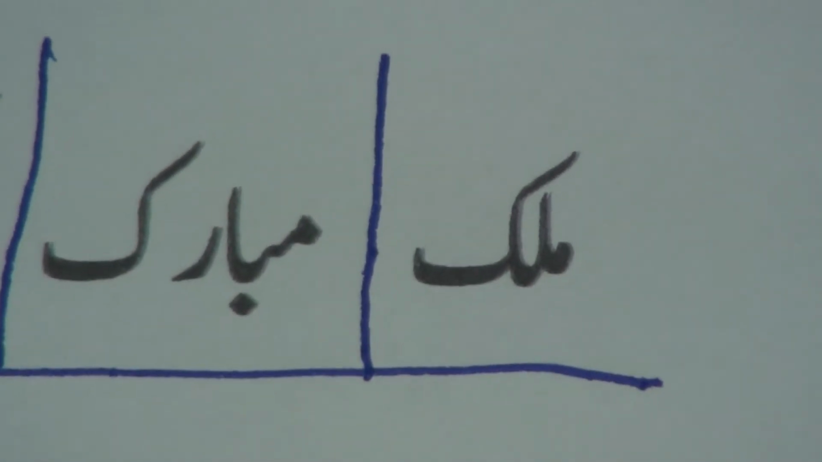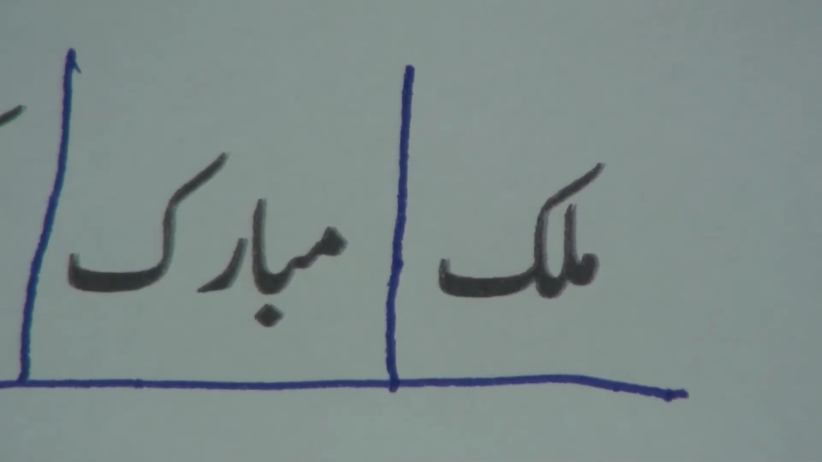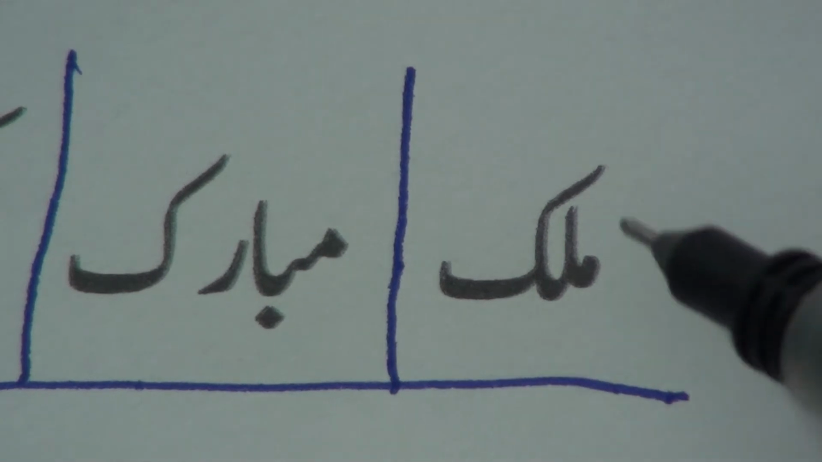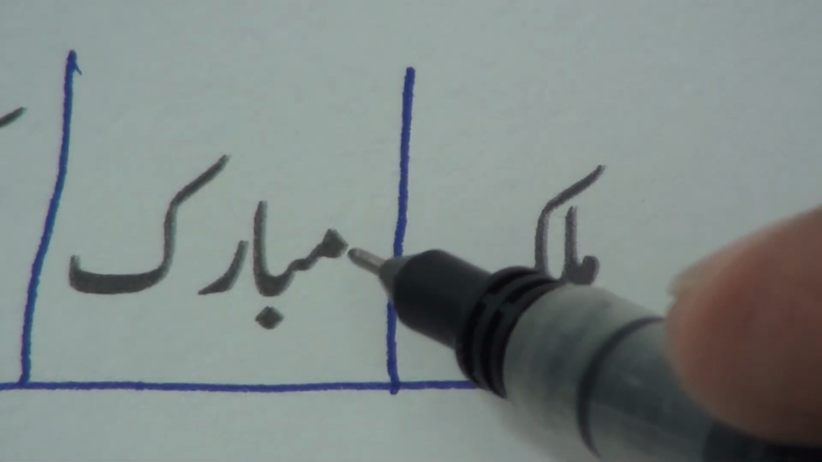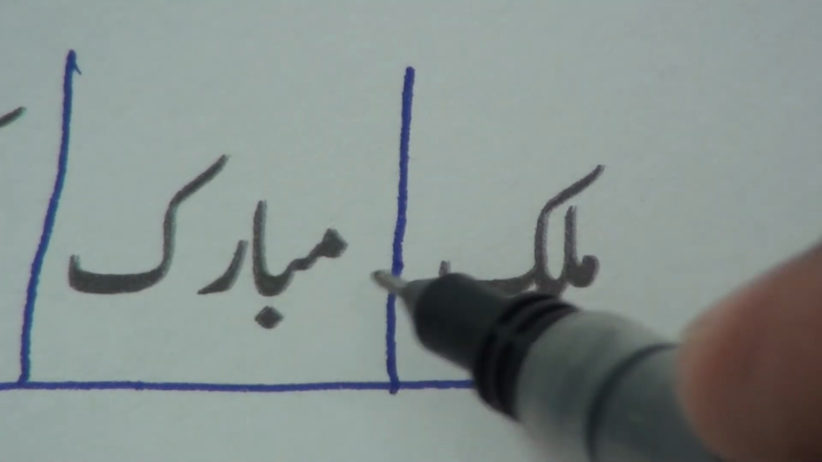And after lam, this letter is mim. Mulk. Mim lam kaf, mulk. When a mim is at the beginning of a word, it may have two shapes. This is mim, and this is also mim. Here, mim lam kaf, mulk. Mulk means country.